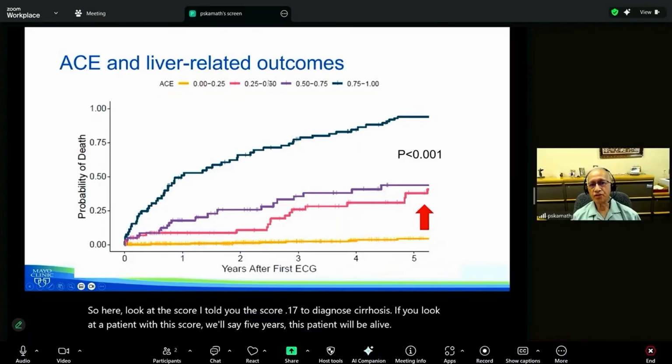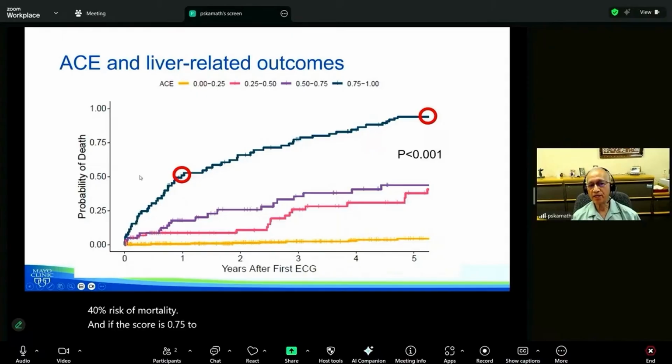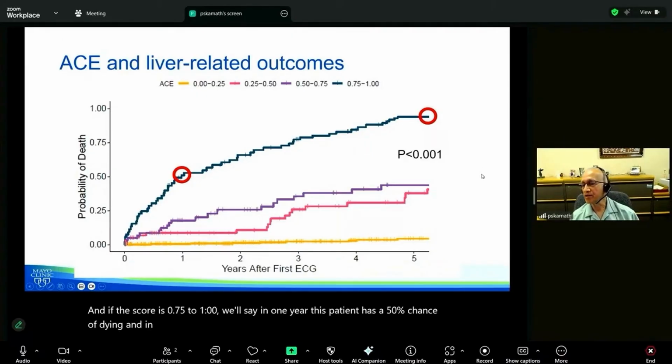Let's say the score has gone to 0.25 to 0.5. We'll say this patient in 5 years has a 40% risk of mortality. And if the score is 0.75 to 1, we'll say in 1 year, this patient has a 50% chance of dying, and in 5 years is unlikely to be alive. All just from a single 12-lead ECG.